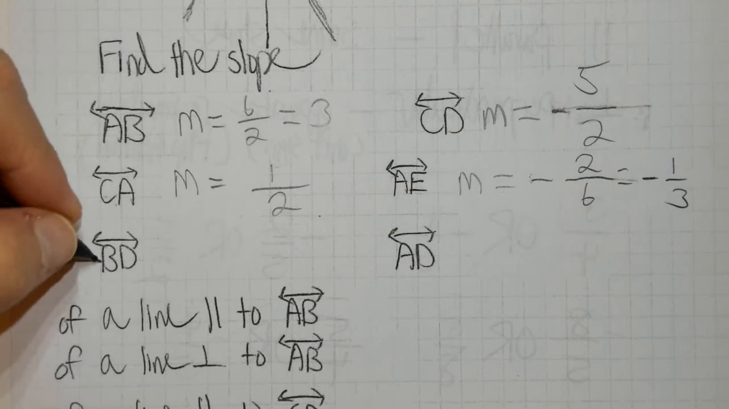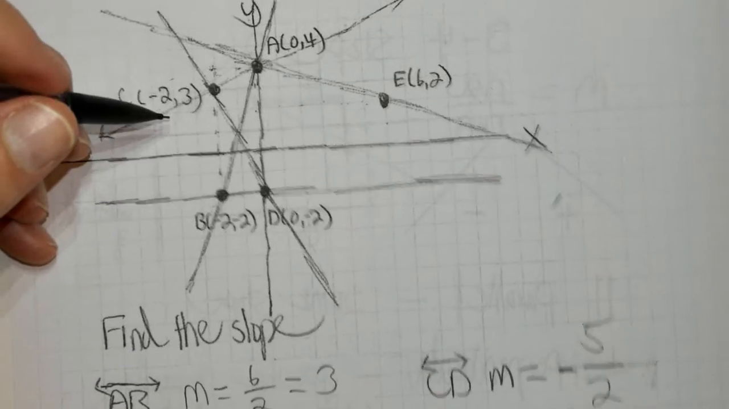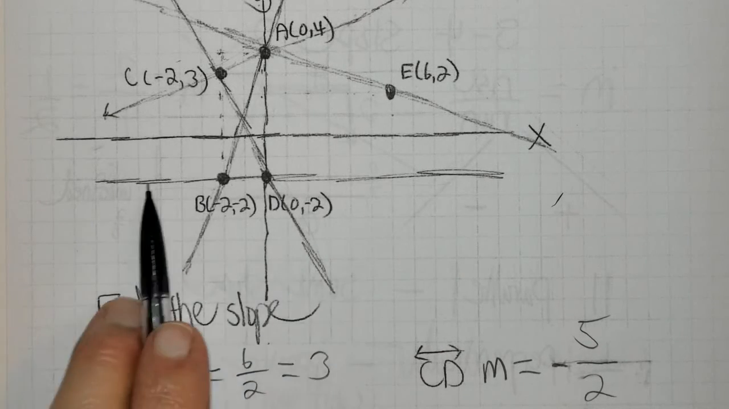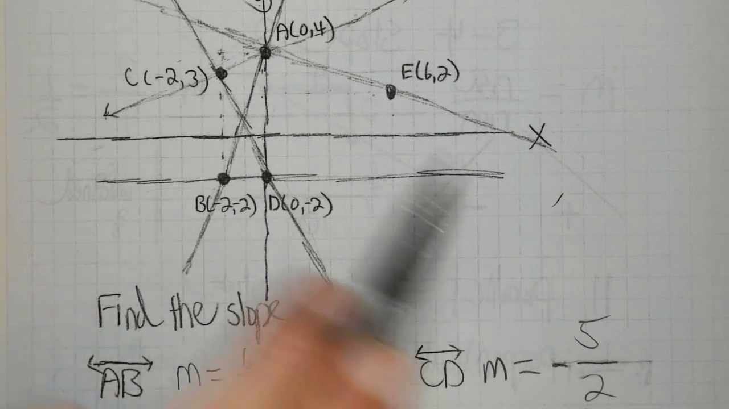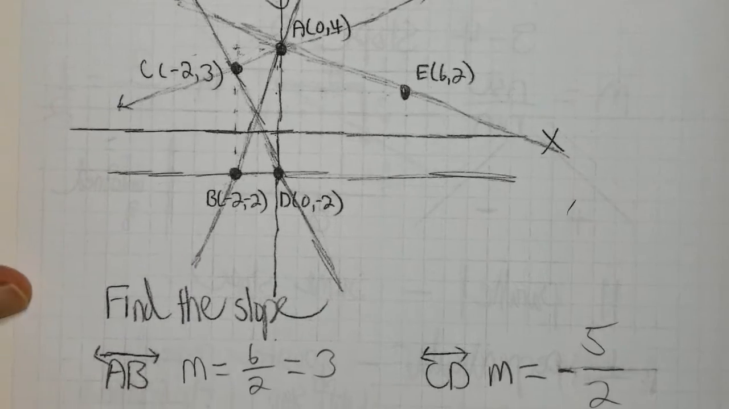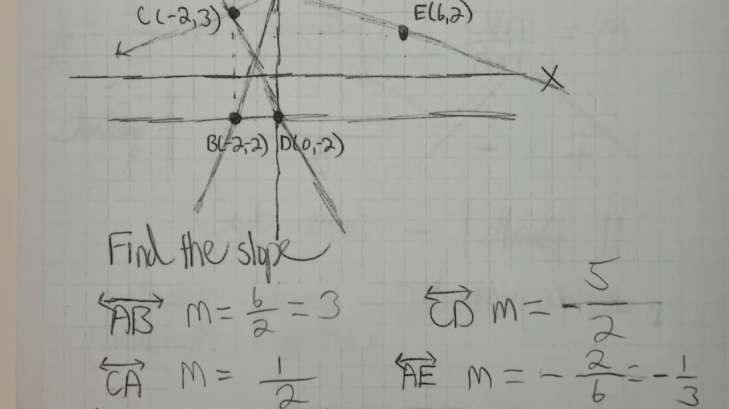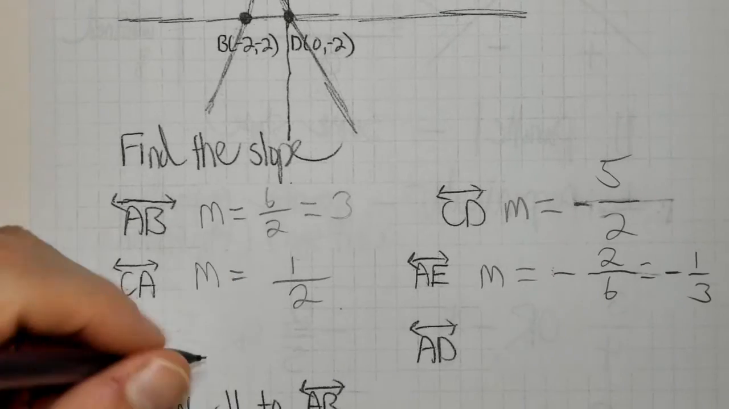Okay, next line is BD. So let's look for line BD. All right, so line BD is here, and that is a horizontal line. Now, remember what we said on the other page. If it's a horizontal line, what kind of slope does it have? 0. So I can go ahead and write in 0 as my slope and be done with it. Slope is 0. And so we're good there.